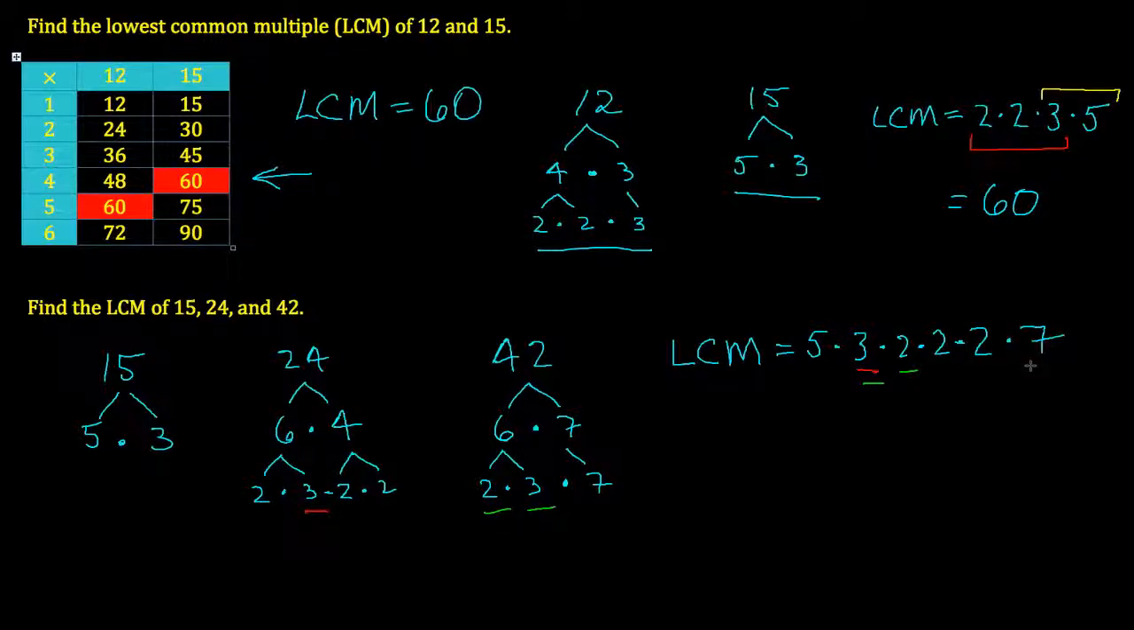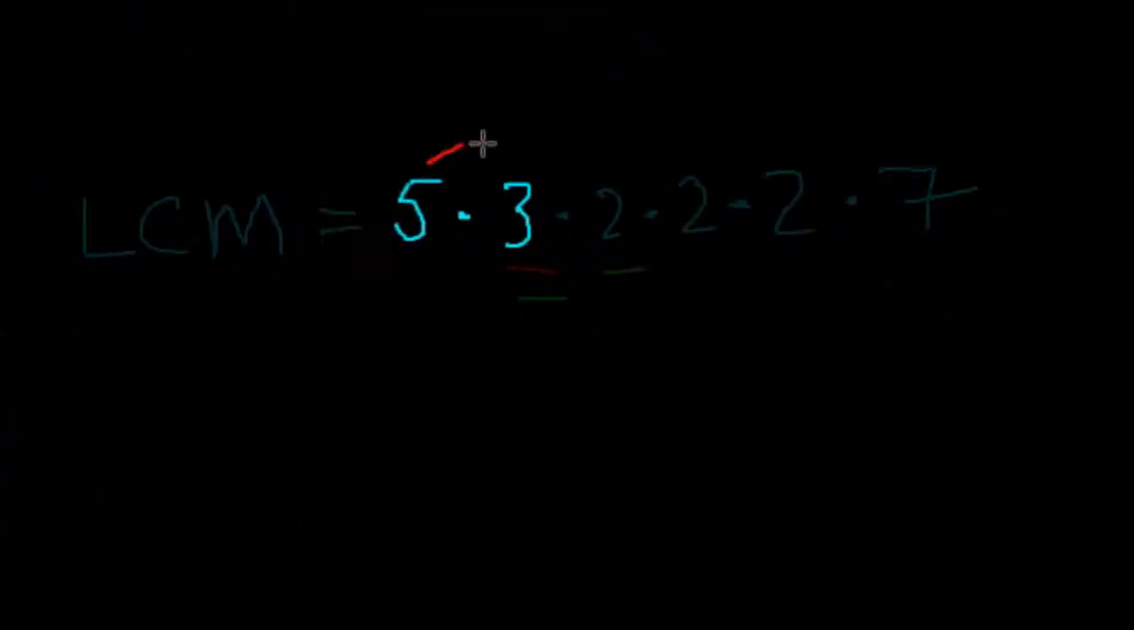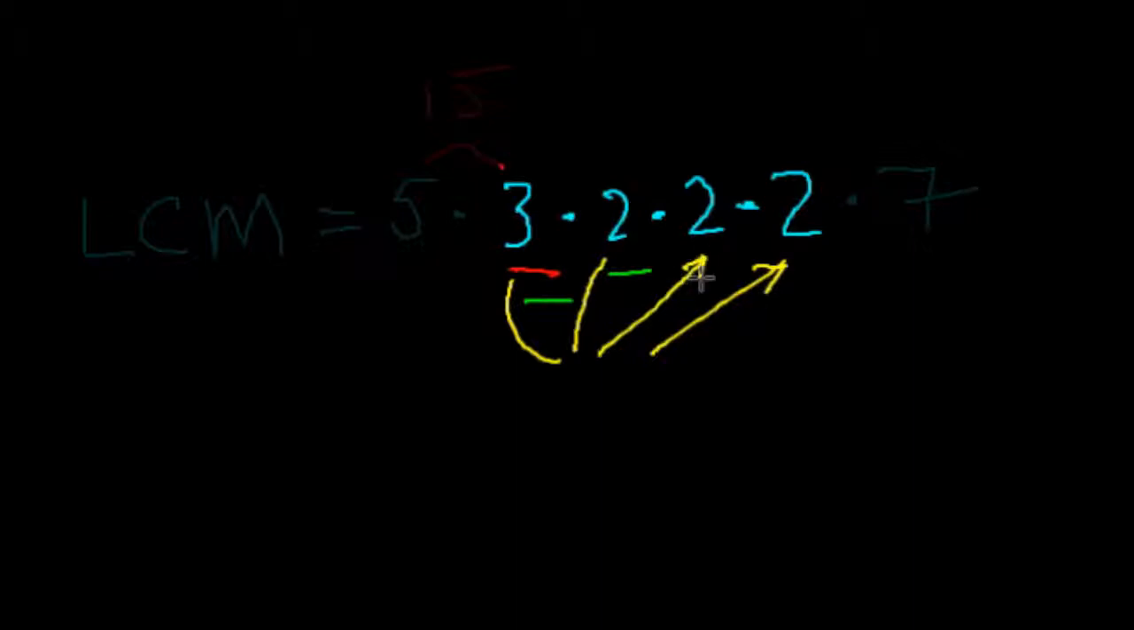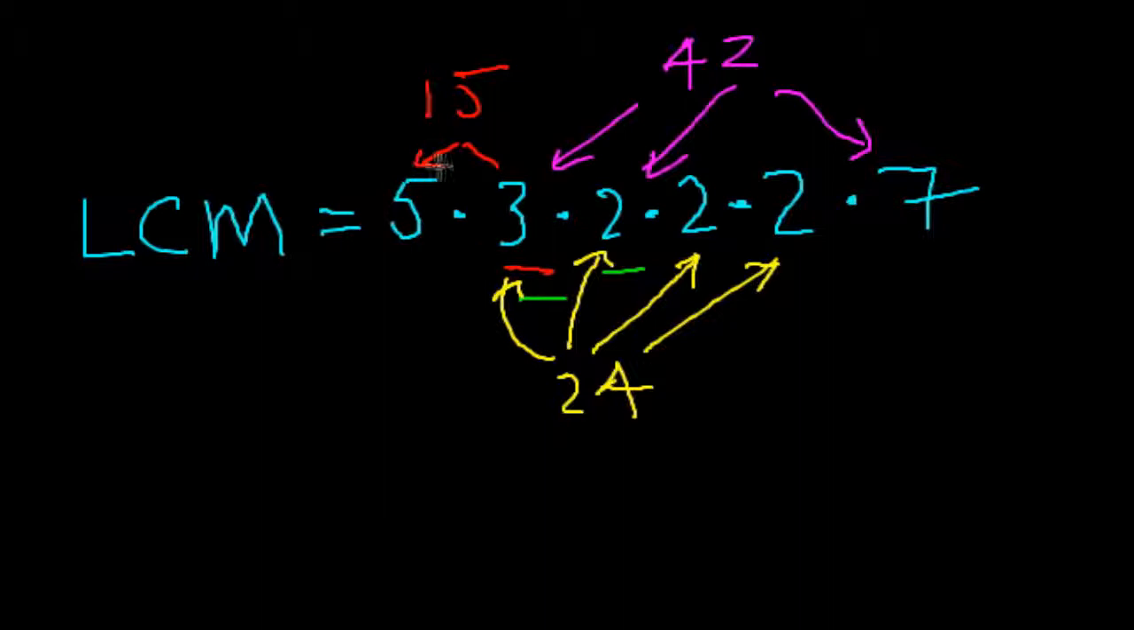Let me show you essentially how these numbers are built into that lowest common multiple. Taking a look, the 5 and the 3 would be our 15. The 3, the 2, the 2, and the 2, those multiplied together would be equivalent to our 24. And finally, the 3 multiplied with a 2 multiplied with a 7 would give us our 42. And so all three numbers are built into that lowest common multiple.